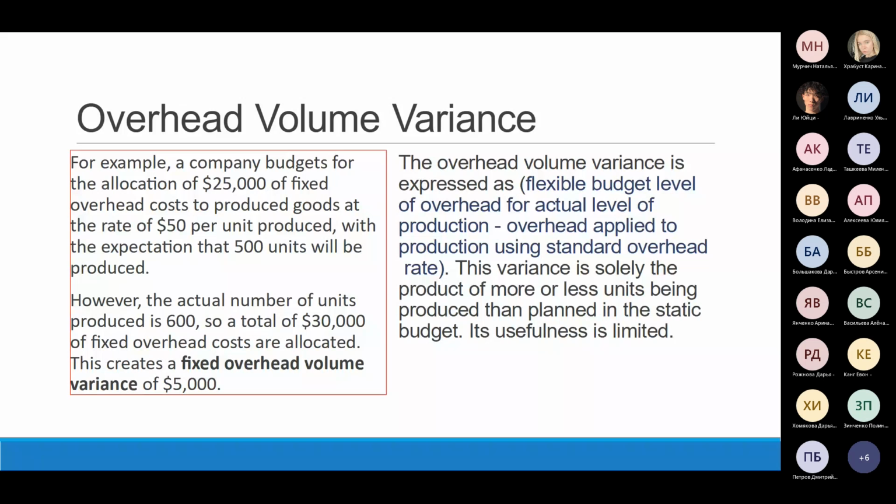So that creates a fixed overhead volume variance of $5,000. And the overhead volume variance is expressed as flexible budget level of overhead for actual level of production minus overhead applied to production using standard overhead rate. And this variance is solely the product of more or fewer units being produced than planned in the static budget. Its usefulness is limited because our fixed overhead volume is not related to the number of units we produce. But in case we have the variable overhead volume, it would be sufficient.